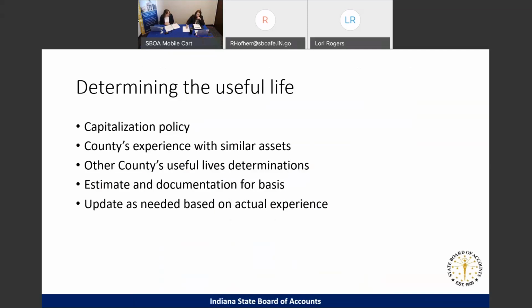However, the county's own experience with similar assets provides very useful information. How often do your sheriff department vehicles need to be replaced? How long does a piece of highway equipment last in your county? Engineering estimates used to plan projects can also provide useful information. If your county is working on a new jail project, part of the estimated cost and options may be an estimate of how long a jail this size will be sufficient for the county.